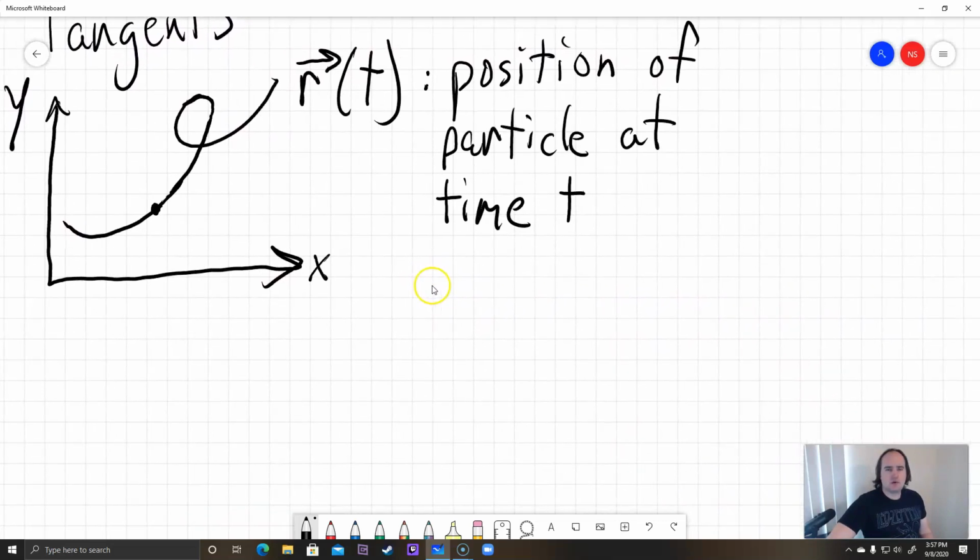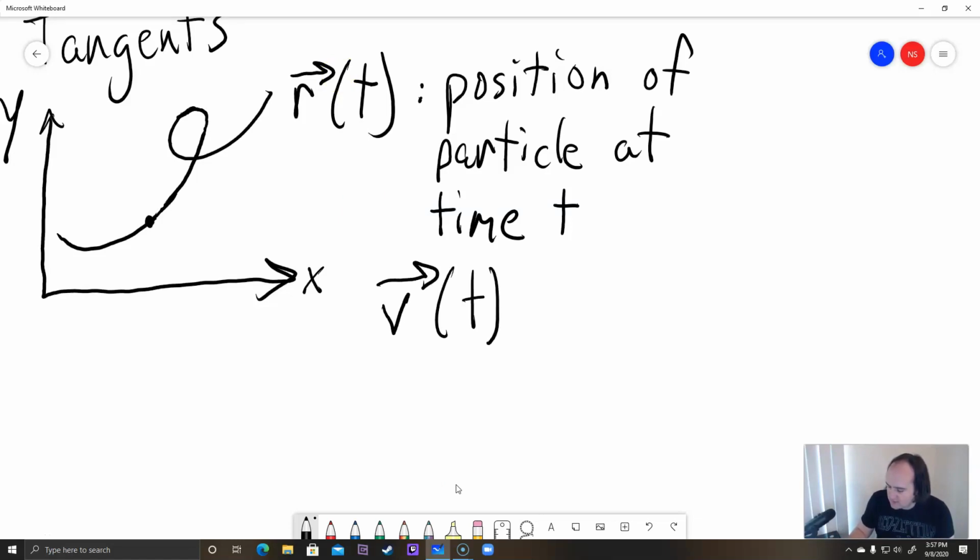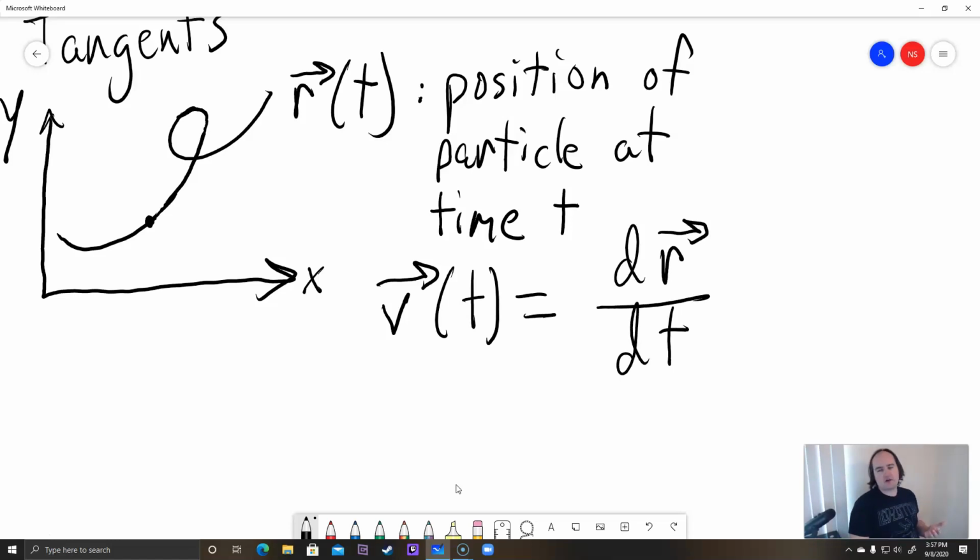Okay, so remember, position is r of t, and then you've got velocity, which is v of t, is actually the derivative of position. So that's dr dt. And the way you take the derivative of a vector function is you take the derivative of each component. Okay? And that's velocity. That's the velocity of your particle at time t.